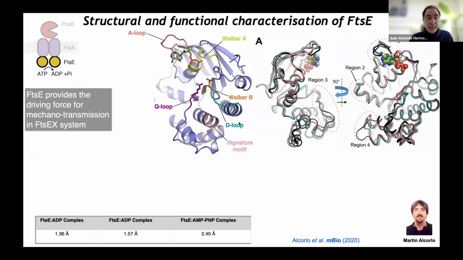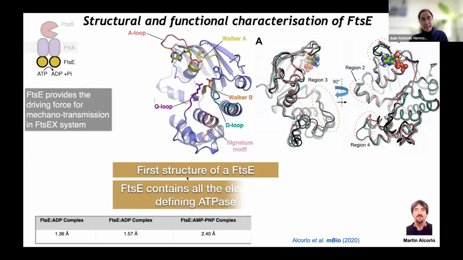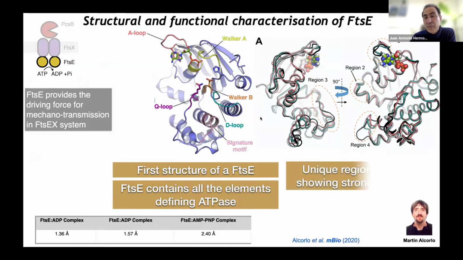We have solved the crystal structure at a very nice resolution. FTSE contains all the elements expected for an ATPase, such as the Walker A, Walker B, and the different components that allow this ATPase activity. But together with these shared elements, we have seen that FTSE presents unique regions on its surface that show a strong plasticity, and this plasticity very likely connects with the interaction with the other partner, FTSX.